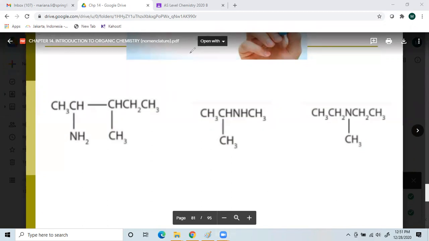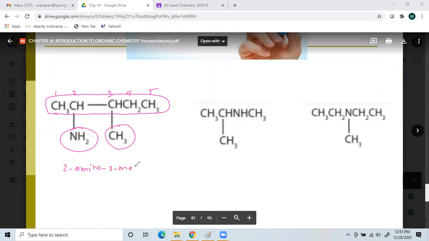Okay, let's check your answer. Okay, this is amine, amino. And then we have this as the longest chain. This is a primary amine, yeah. This is an alkyl group. Give numbers 1, 2, 3, 4, 5. 2-amino, 3-methyl, pentane. Okay, A comes first before M. Yeah, amino, methyl, pentane.